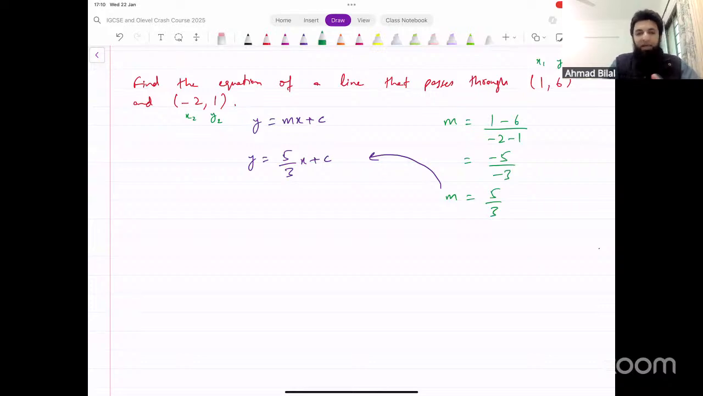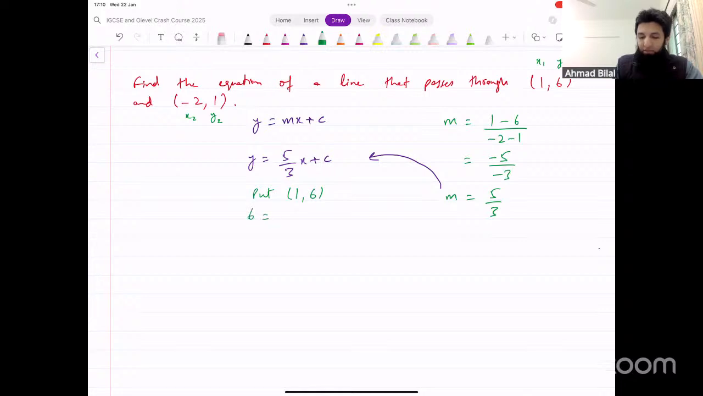So we can input any one of those points in this equation. It doesn't matter which one. We can input this or this because both must satisfy the equation, and that will give us the point C. Okay, so what we have to do is just put one of these points here, let's say (1, 6), and see what we get from that.